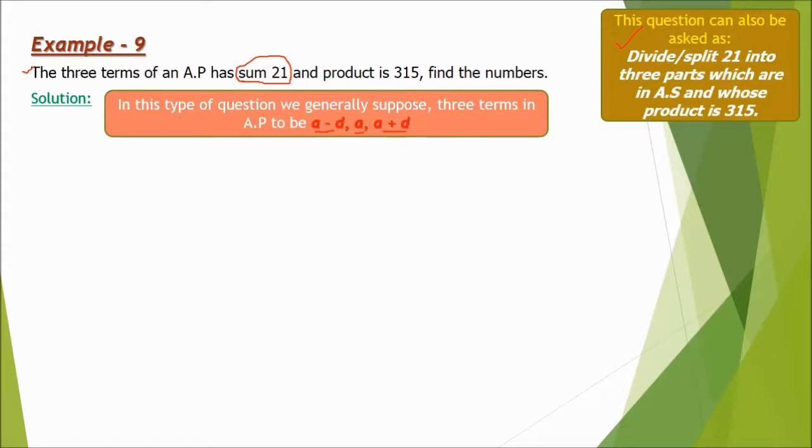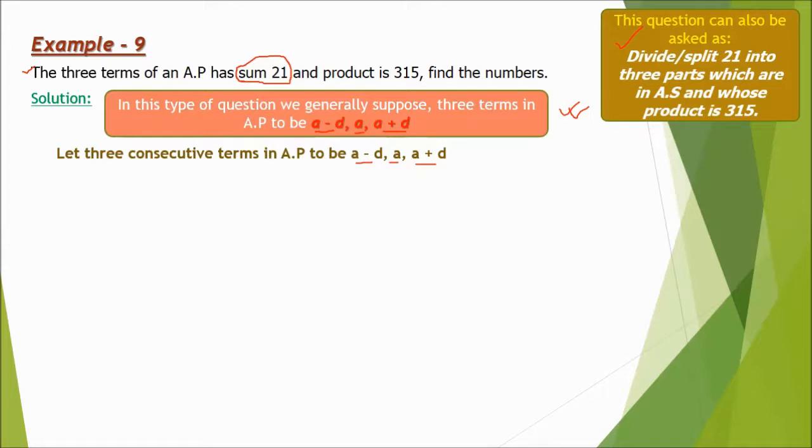And now let's suppose, it's a solution part. This box is the understanding part only, for understanding purposes. You don't have to write it in your copy. You can start from here. Let 3 consecutive terms in AP be A minus D, A and A plus D.